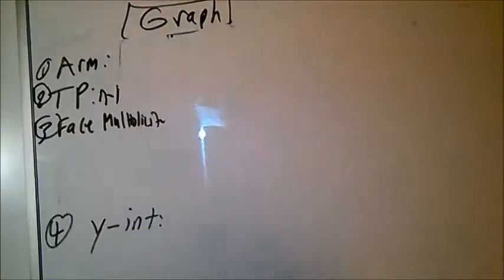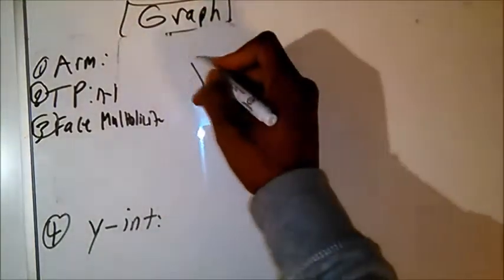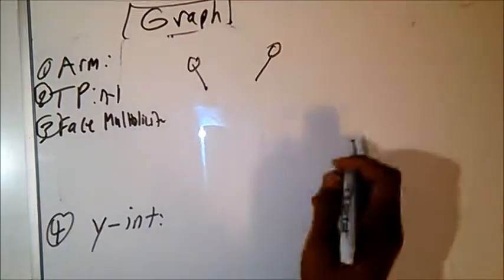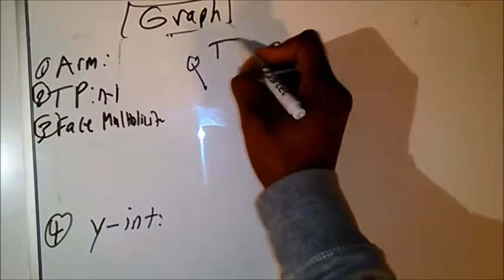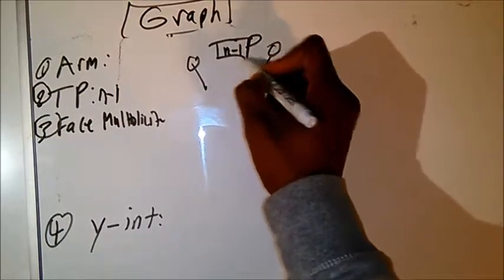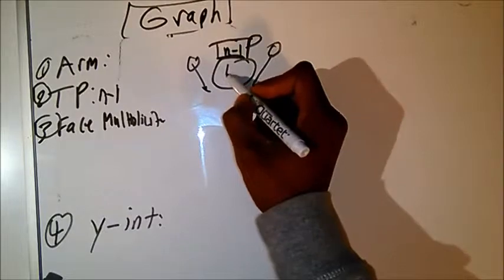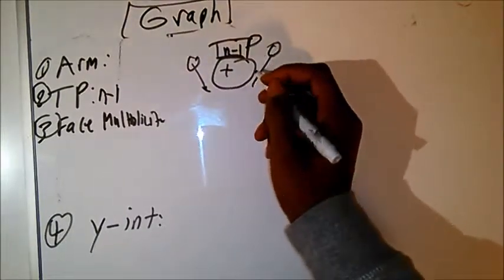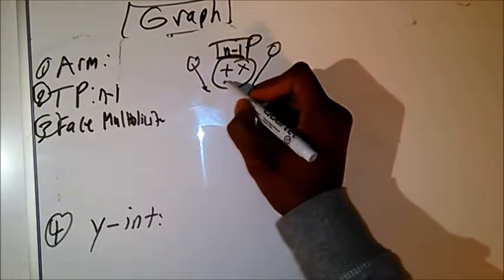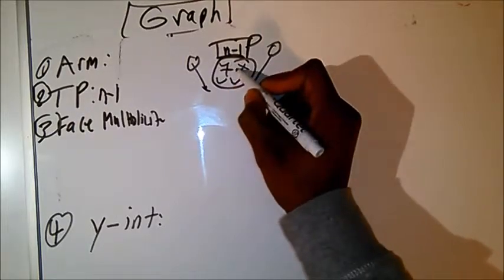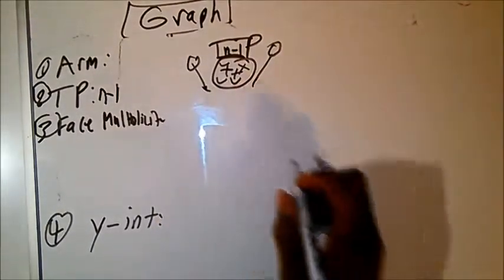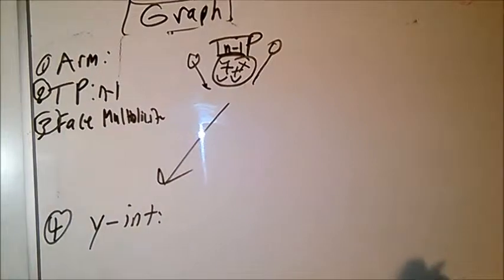Remember your 4 steps. You first find your arms, right? They can be facing up. Let's say they're facing up. Then you find your teapot, right? And -1. Then you find your face, right? And then you find whether or not, when you factor out your function, it's going to be odd or even, right? And after that, you find your y-intercept.